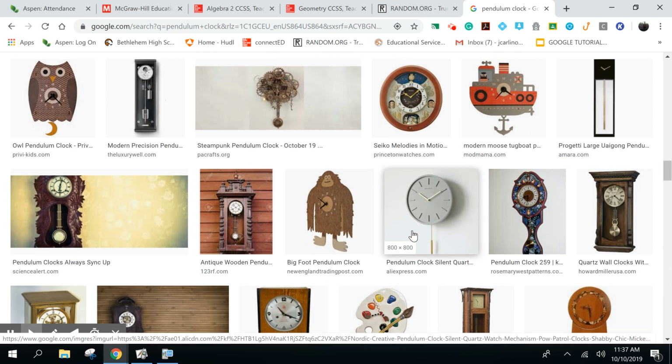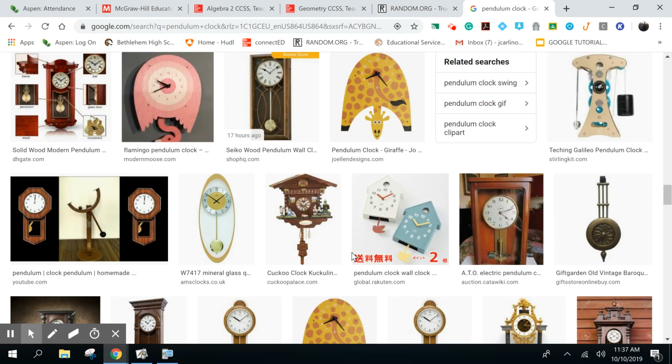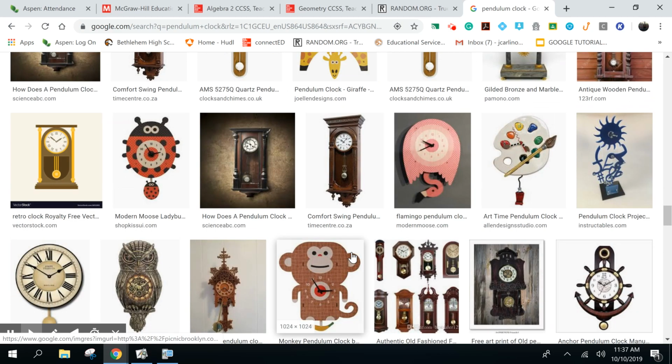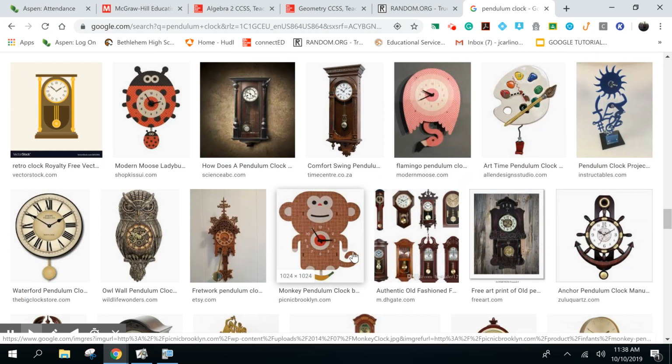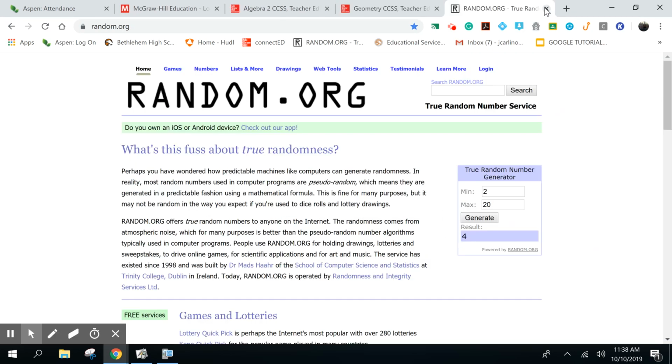Okay. The boat. Yep. The anchor. That's nice. The little Bigfoot. Oh, flamingo. The giraffe. Why do I keep scrolling down? And the monkey with the banana. Okay. Yep, we're good. I'm done. I don't even want to see what's coming next.